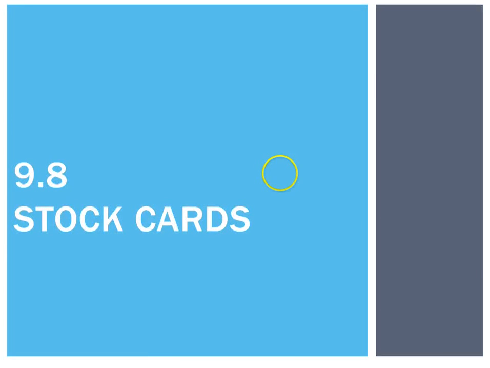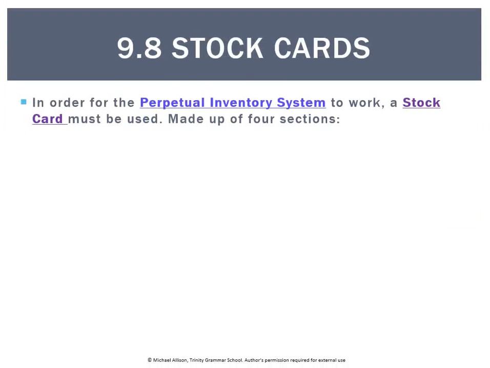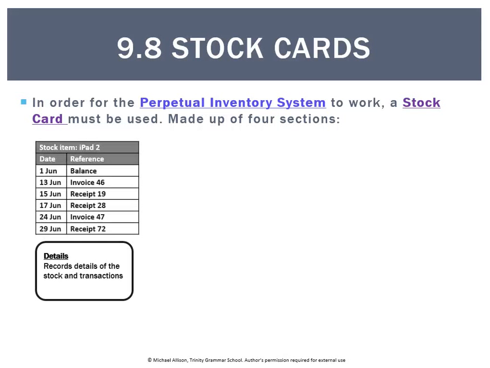Stock cards are a vital component of the perpetual inventory system, and a stock card is made up of 4 sections. So we start with the details section. That records the details of all the stock and all the transactions of stock. So you can see here we've got the date and a reference number, which is a document number. So we've got some invoices and receipts there.